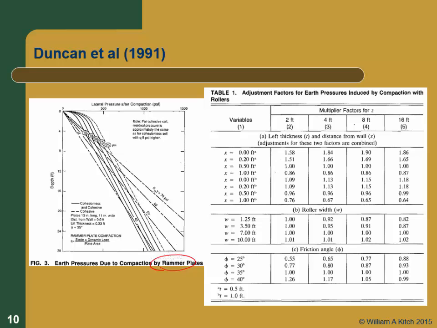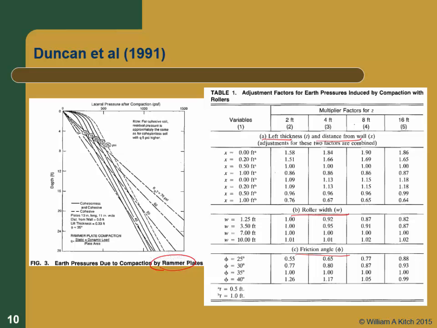And then he's got adjustment factors based on lift thickness, distance from the wall, and roller width and friction angle. So it's a nice comprehensive thing. It's fairly fast, but it's a chart solution, so it's not something you could automate in a spreadsheet or something like that.